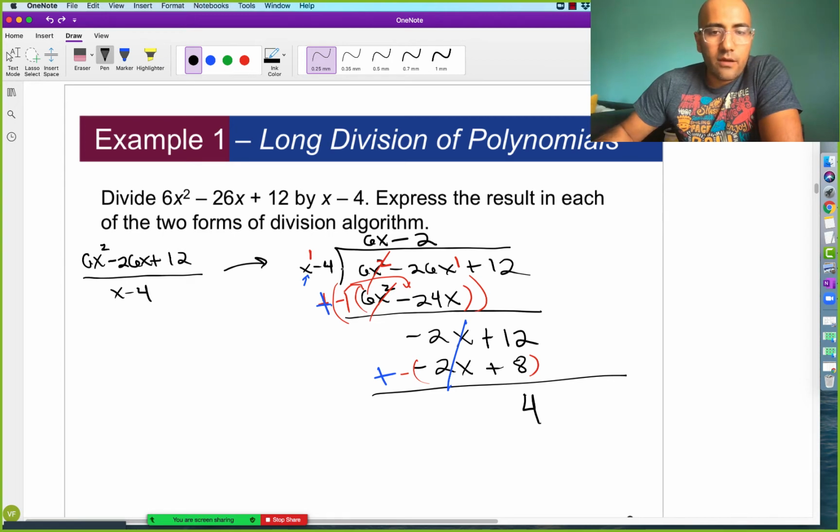In this case, this has power 1 and this has power 0. So that's how I know I'm done. I found my remainder. Which means that this polynomial over here is the quotient.